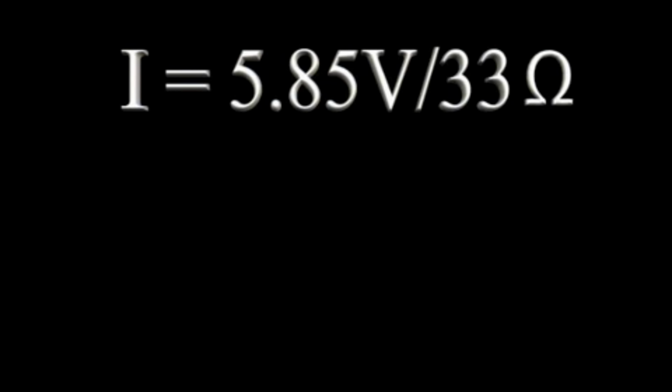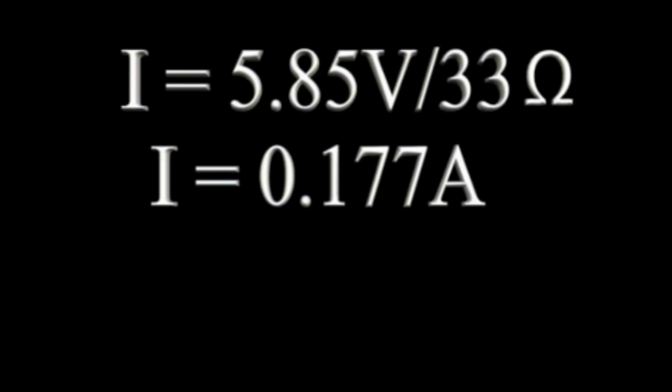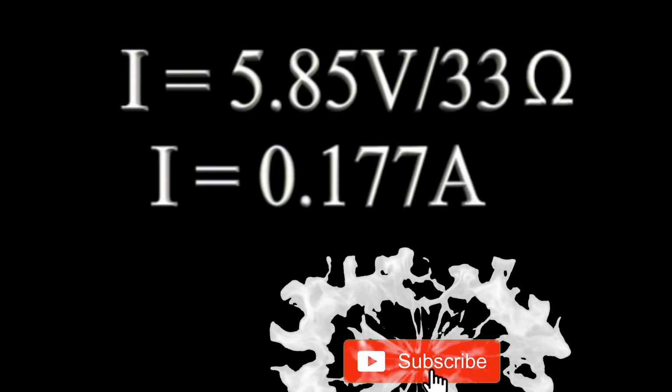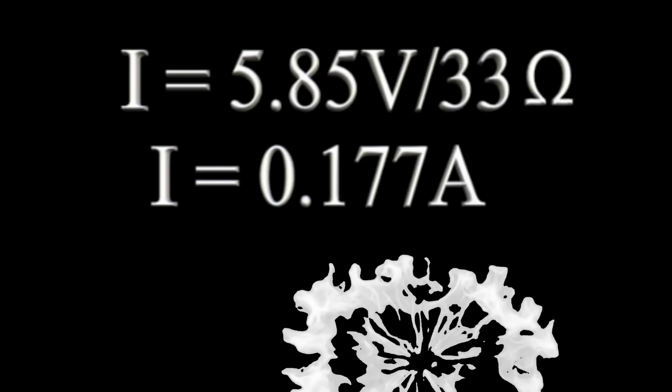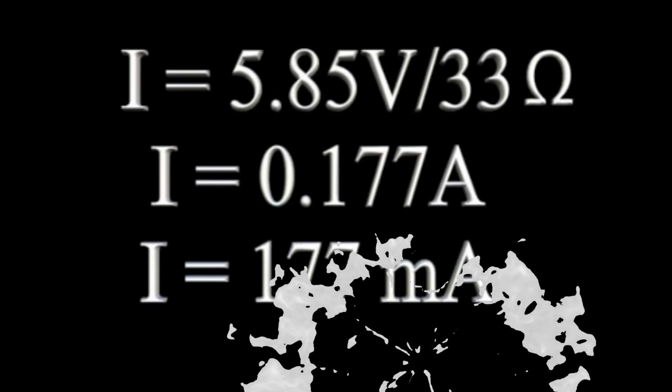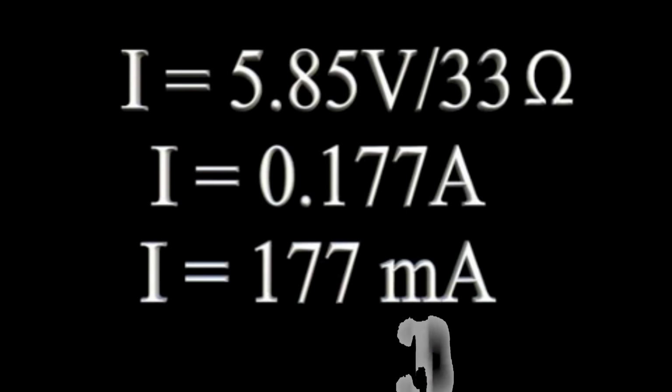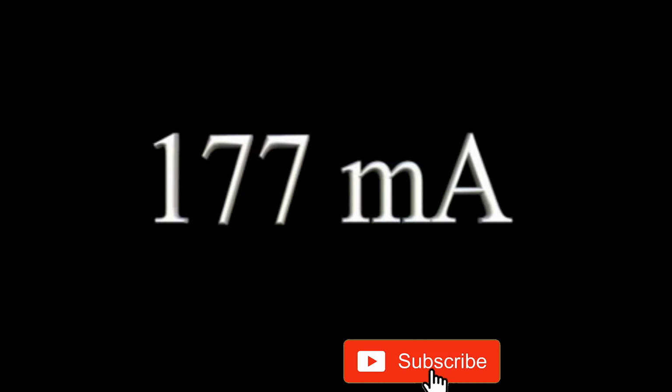Doing the division, we determine that I equals 0.177 amperes. Small currents like this are usually expressed as milliamperes, 1/1000th of an amp. In this case, we have 177 milliamps. Ohm's law predicts that 177 milliamps of current will flow in this circuit.